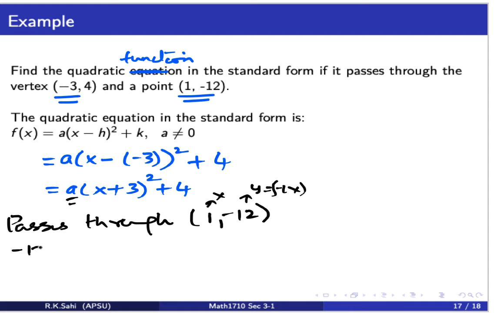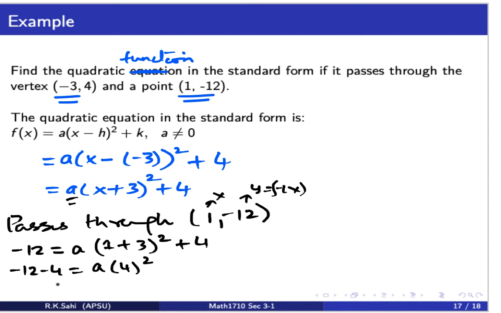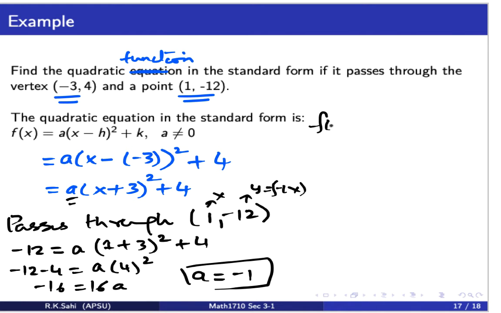So let's plug in the values. We get negative 12 equals a, which is the one we're looking for, (1 + 3) the whole square, plus 4. So we get minus 12 minus 4, get the 4 on the left-hand side, equals 4 square. So this is negative 16 equals 16a. Our a is minus 1. Now remember you have to find the quadratic function. So f(x) is minus 1, we just write minus in the front, (x + 3) the whole square, plus 4.